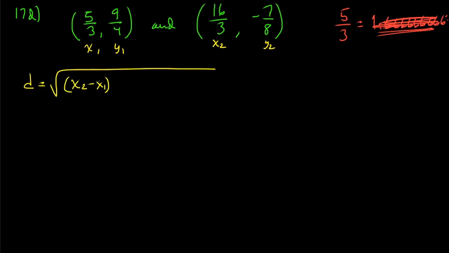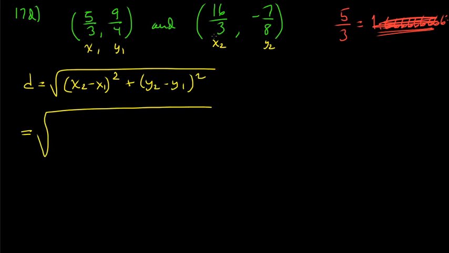Here it is again. Right. So make it a little bigger because they're fractions. So what do we get? We get x2, which is 16 over 3, minus x1, which is 5 over 3 squared. And then y2 is negative 7 over 8, minus y1 is 9 over 4.